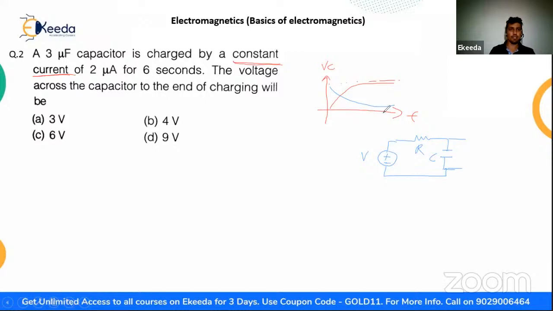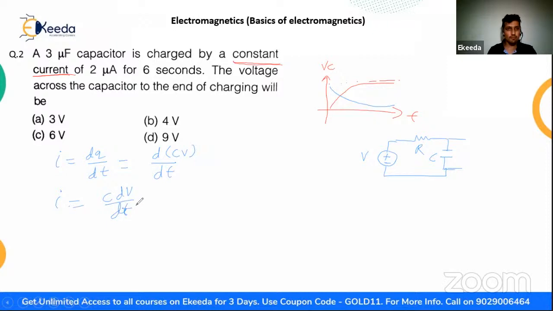But our question is not like that. The question clearly mentions a constant current of 2 microampere for 6 seconds. Each of us knows the voltage and current relationship of the capacitor. Current is equal to dq by dt. In the case of a capacitor, q is given by CV, the capacitance times the applied voltage. So the current I is C dV by dt.